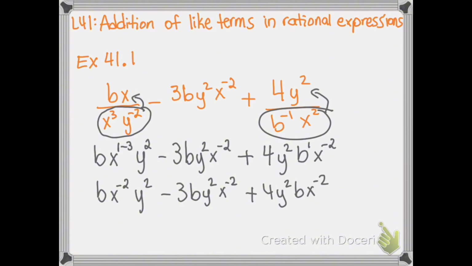Now if we compare the letters in each of these terms, we see that they are all the same. b is to the 1 power, x is to the negative 2 power, and y is to the 2nd power. So they are like terms and we can add them. So we add the coefficients: 1 plus 4 is 5, minus 3 is 2, b y^2 x^-2. Notice that the exponents don't change because we are adding. So we just add the numerical coefficients.